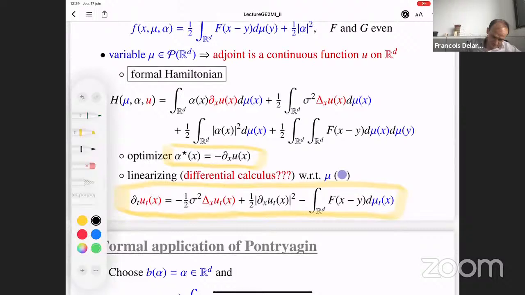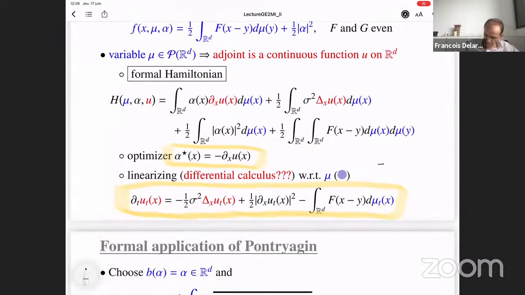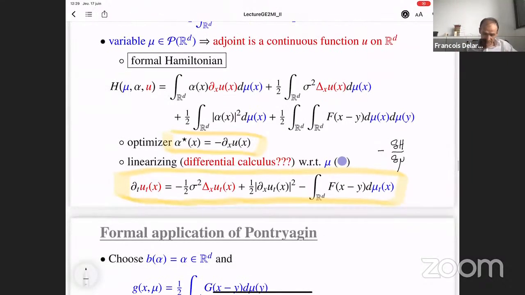So in fact, what you must do to get this, you must compute the derivative, there is a minus in fact, with respect to the measure mu. And here this is a standard linearization. You can do that by using this extrinsic notion of derivative that I explained to you yesterday. And you get exactly this equation in yellow as an equation for your dual variable, okay?